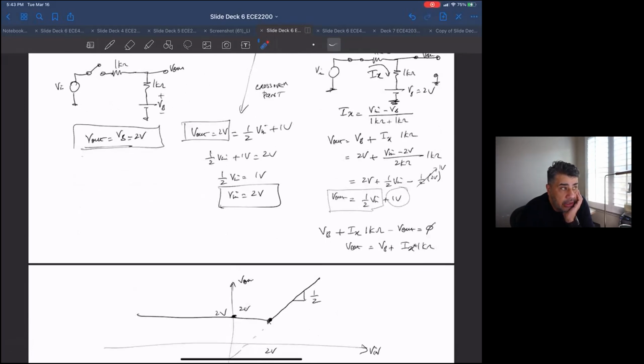Get lots of practice on KCL and KVL, and we'll be continuing to do KVL and KCL. It's going to get a little bit more involved with the bipolar transistors, because now you have three terminals and slightly more complicated circuits. So just get comfortable with it.